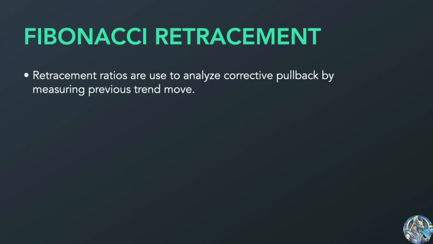Retracement ratios are used to assess corrective pullbacks by comparing previous trend movements. So, in an uptrending market, we made an impulsive move. This is our higher low, followed by our higher high. Once this higher high has been established, we can expect price to pull back into a corrective move or phase, resulting in a higher low. So once we see price pulling back, we'll use Fibonacci retracement to isolate a potential level at which this corrective move could end.